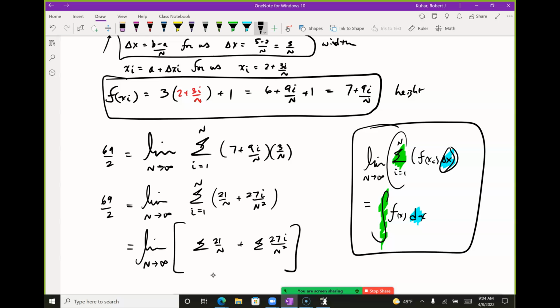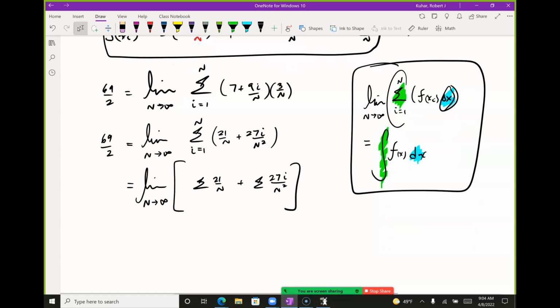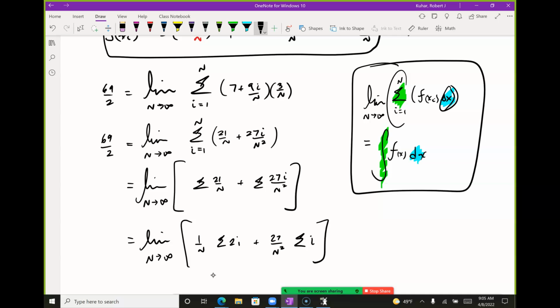And I want you to notice that my sum is dependent upon i. i is the piece that's changing. i is 1 and then 2. The index, remember, they're indexed: the first rectangle, the second rectangle, the third rectangle, the fourth rectangle, all the way up to the last rectangle, which is n. So n is some fixed number, meaning I can take that piece outside of my sum. So I've got 1 over n times the sum of 21 plus 27 over n squared times the sum of i.